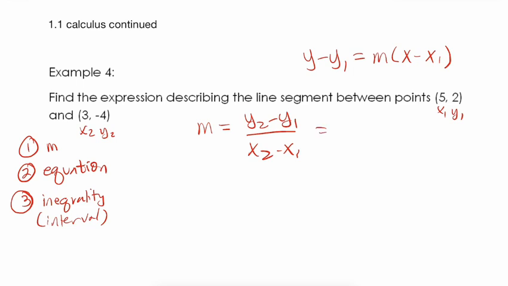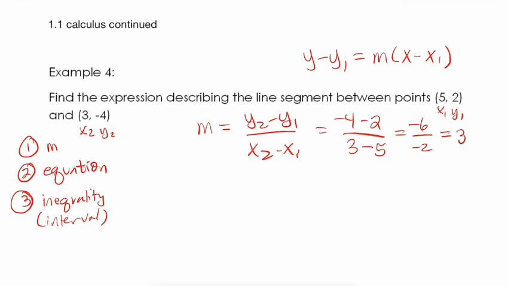So y2 in this case is negative 4. y1 is 2, so we're going to be subtracting 2. And then x2 is 3. We're going to be subtracting x1, so subtracting 5. So that's negative 6 over negative 2. Negative 6 is divisible by negative 2. For slope, leave it in fractional form unless it reduces perfectly. So our slope is 3.